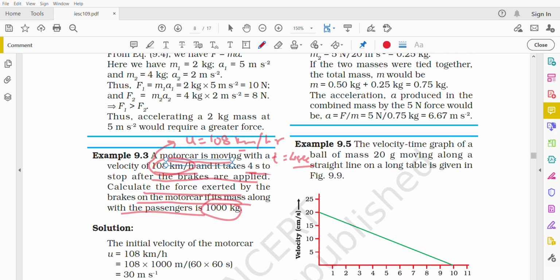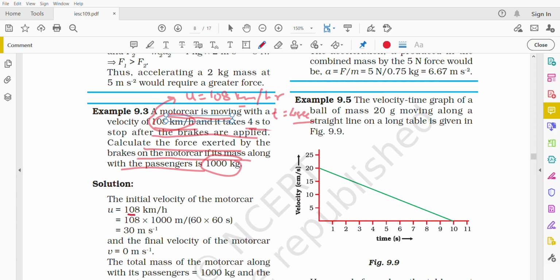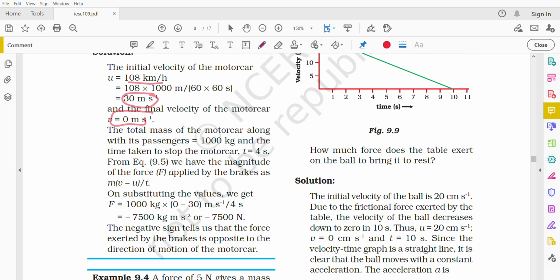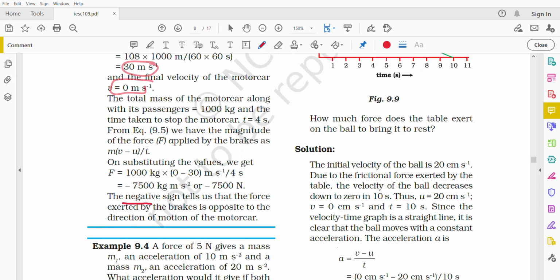So here the initial velocity of the motor car was 108 km per hour, which will be changed to meter per second as 30 meter per second, and the final velocity will be 0. So putting all the values, F is equal to m into (v minus u) by t, you will get the answer. So here the negative sign, when you calculate, we will get the answer as a negative value, minus 7500 kg meter per second square or minus 7500 Newton. Negative sign tells us that the force exerted by the brake is opposite to the direction of motion of the motor car. Okay.